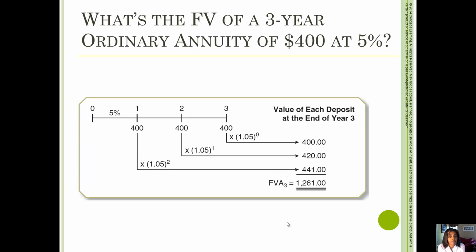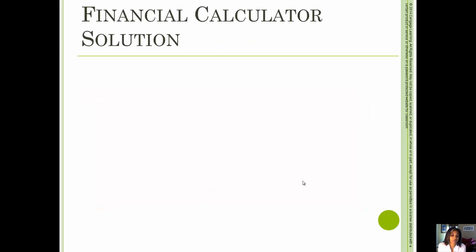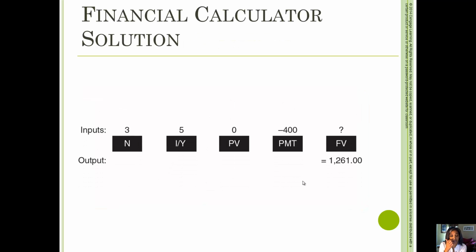So here's an example of a 3-year ordinary annuity of $400 at 5%. That means we have regular payments of $400 and an interest rate of 5%. So the future value of that annuity is $1,261. The equation is a little ugly. The final equation is the payment times this fraction, 1 plus r to the n minus 1, divided by r. But most of the time you're going to use your financial calculator.